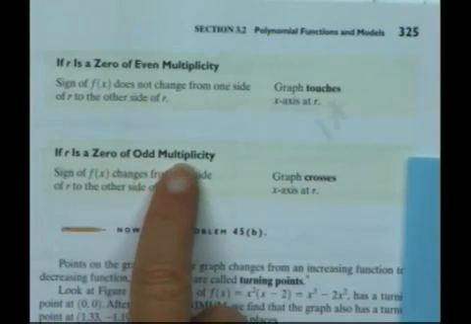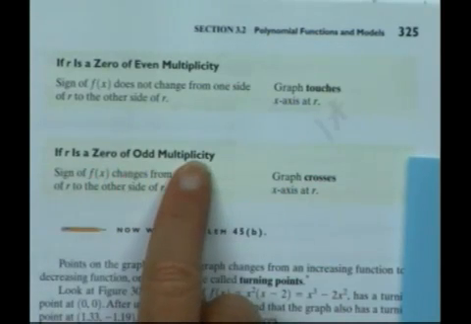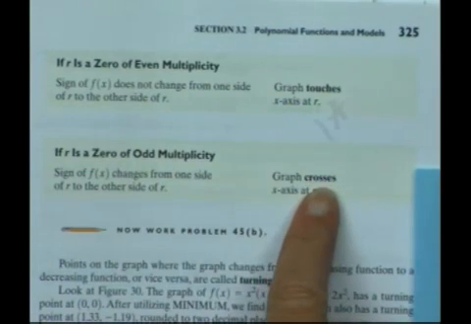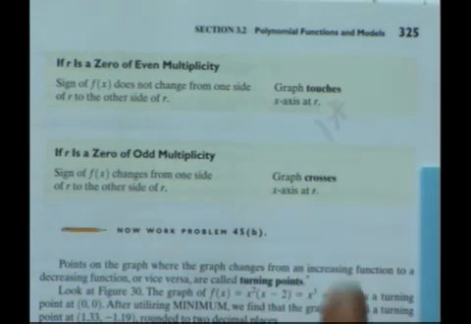If r is a zero of odd multiplicity, then it's actually going to cross through the x-axis because the sign will change on both sides. So when we get ready to sketch a graph, whenever we have an even multiplicity, we'll be able to quickly sketch it because it's just going to turn around and bounce back on whatever side it is. And if it's odd, then we will go right on through.